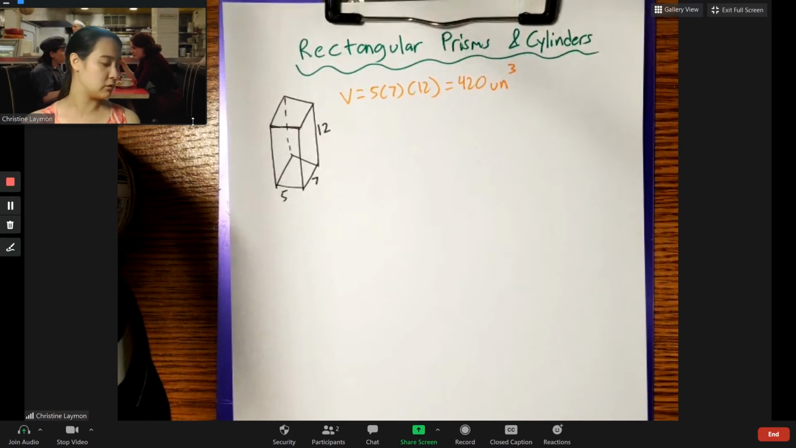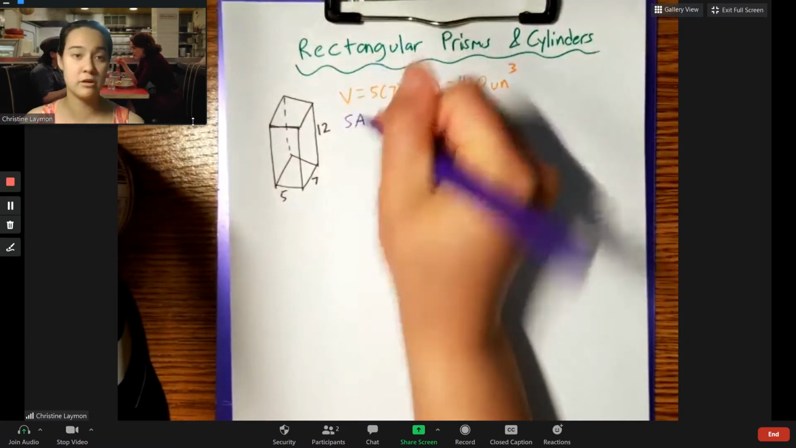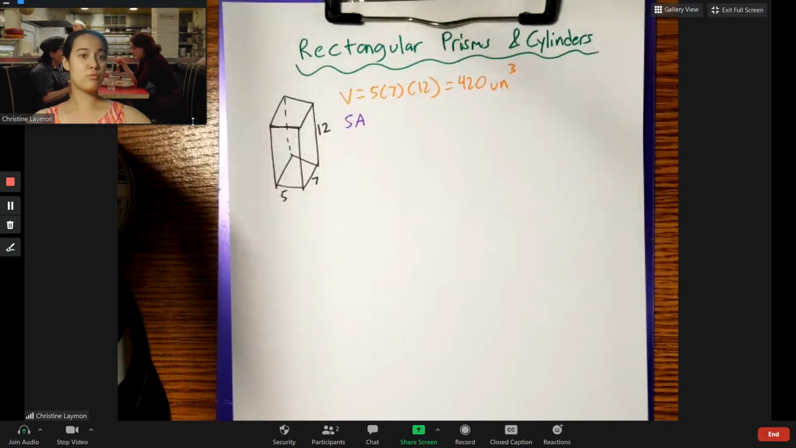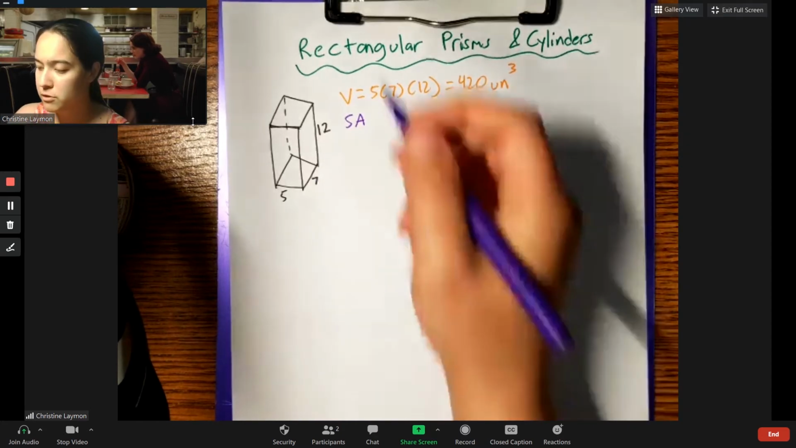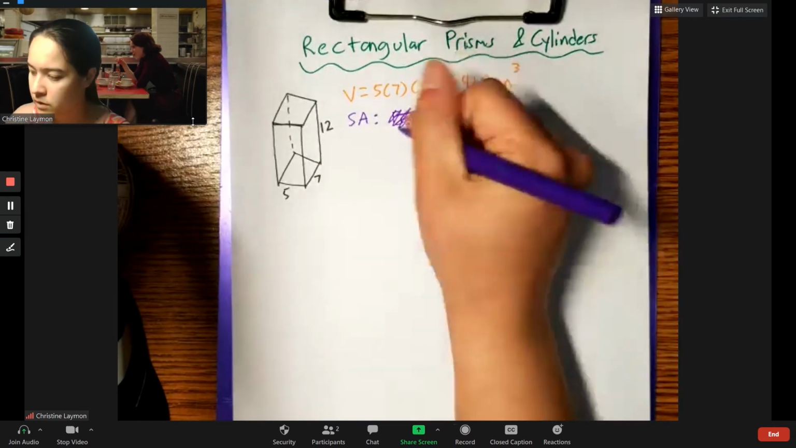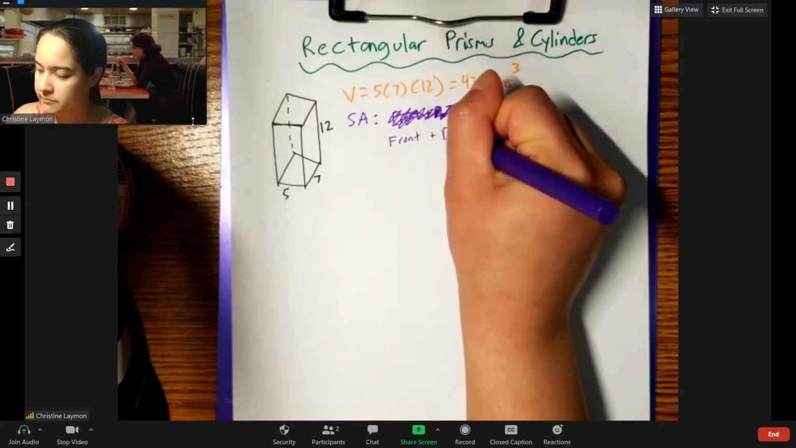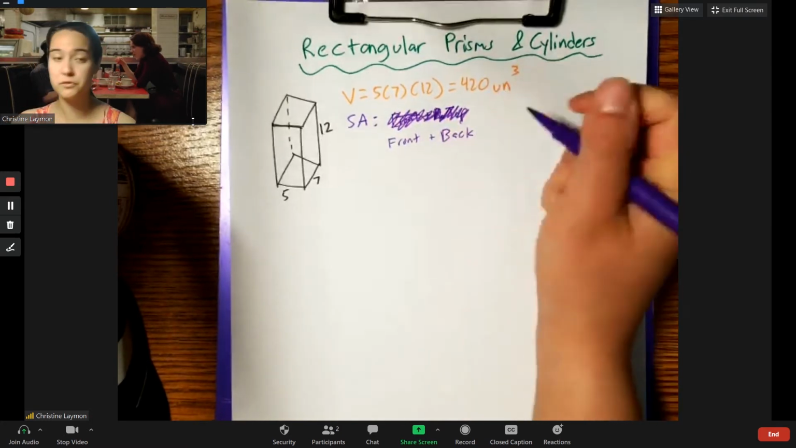Let's go ahead and take a look at surface area. Surface area, we typically abbreviate with SA for surface area. So remember, what I want is front and back, top and bottom, left and right. So let me go ahead and just kind of describe what I'm doing here. I'm going to go and do surface area. I'm going to do front plus back. Alrighty, so front plus back.